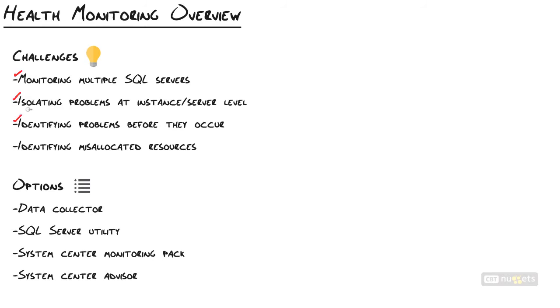Another one is identifying problems before they occur. Wouldn't it be nice to know that our data and log files are about to run out of space before they actually run out of space and we get the alert and now again we're in firefighting mode? So it's nice to have tools that allow us to be proactive and get alerts before that happens so we can avoid becoming firefighters. Also, identifying misallocated resources. We can identify areas where we're making inefficient use of resources and then reallocate them accordingly. So we have some tools that will help us out with these challenges.